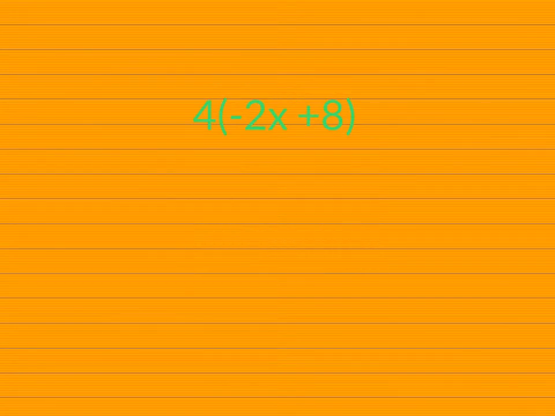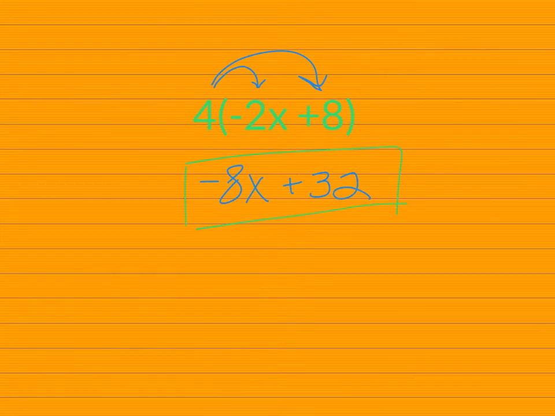Let's look at another one. Here we have 4 times (negative 2x plus 8). Again, you don't have to draw that table, but if it helps you stay organized, you're welcome to do that. Remember, everything gets multiplied times 4. So this would be negative 8x plus 32. This would be our final answer. Of course, there's no equal sign, so we're not solving for x yet. We're working our way up to that.